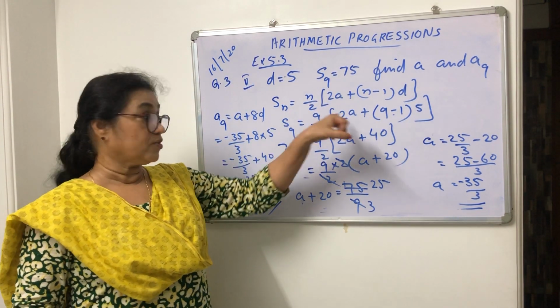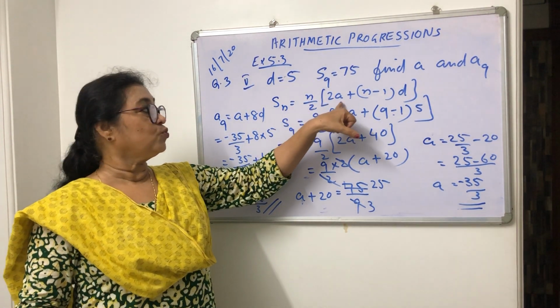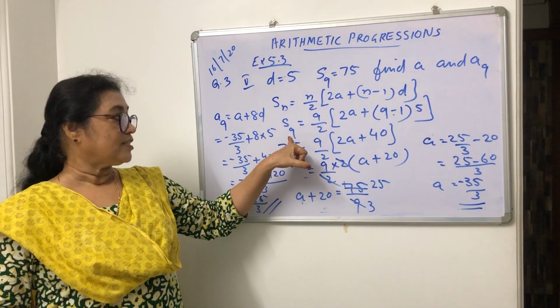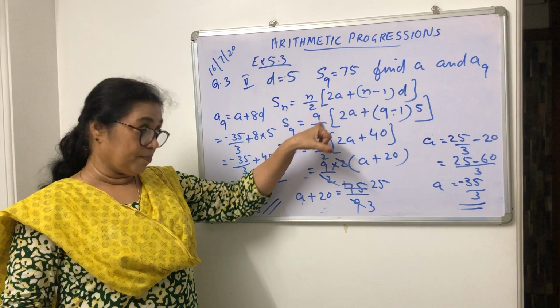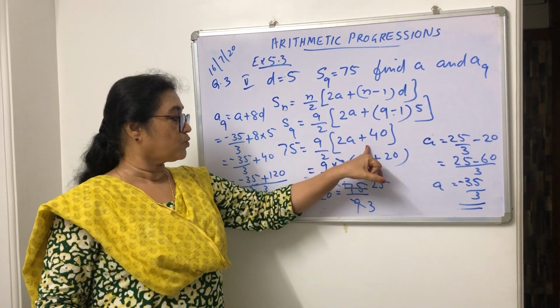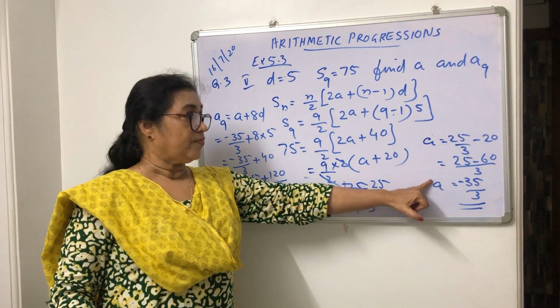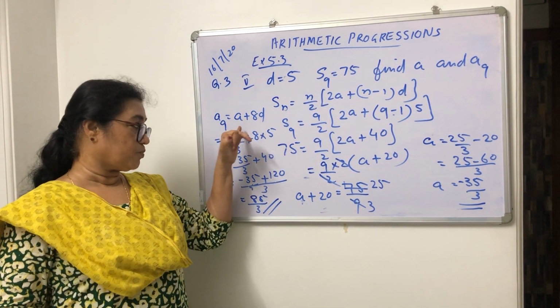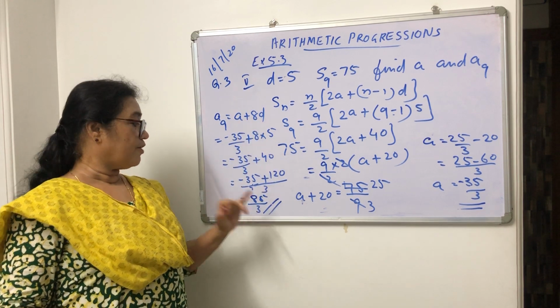I hope all of you understood. Sn is n by 2 into 2a plus n minus 1 into d. Sn is S9, 9 by 2, 2a plus 8d. The value of d you substitute. You want the value of a. That value of a, a9 is a plus 8d. You substitute the value of a and d and find it.